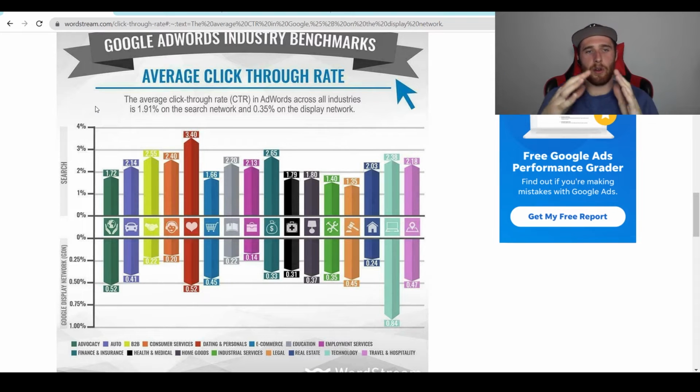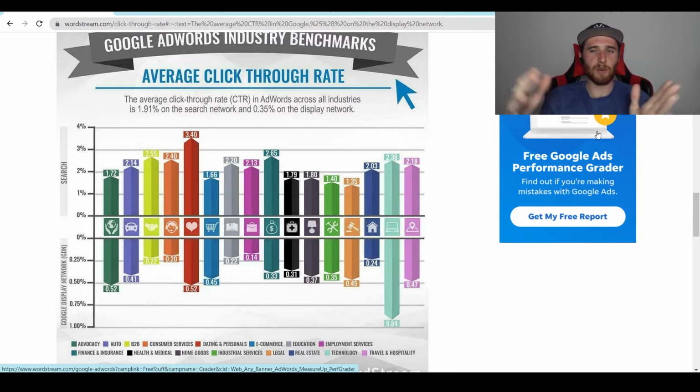But the overall click-through rate for search networks, so this is the ads you see at the very top of the screen, your first 3 or 4 ads, those are search network. Those are your typical search ads. A display network ad is like one you see here on the side. I don't even know if this is a display ad, but that's essentially what a display ad looks like. It's a little banner ad that has a product or a service or whatever it's selling. And as we can see here, it has a 1.91% average across all industries.